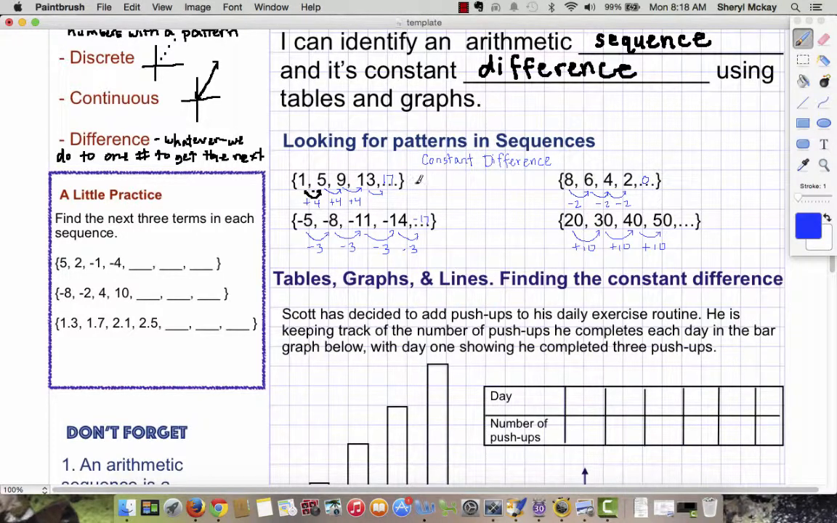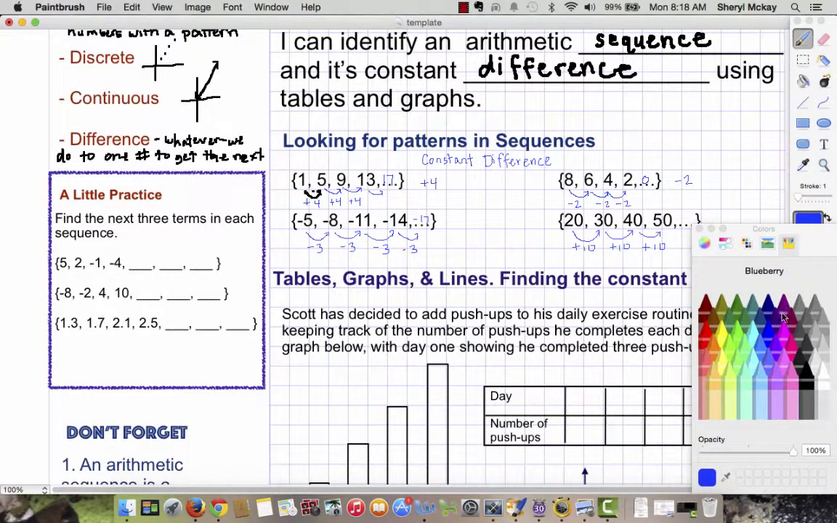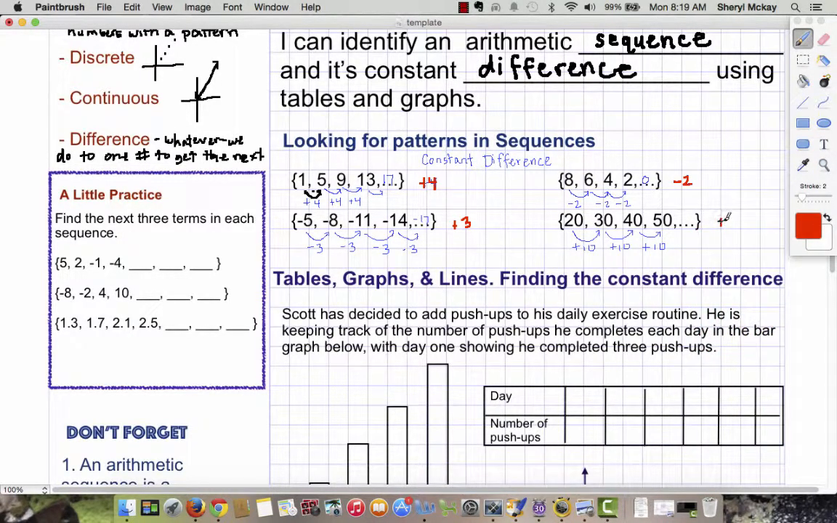So what was the constant difference in this first one? It was plus 4. And the constant difference in this one was -2. I'm going to make this a little bit bigger. Plus 4, minus 2. Here it was plus 3. And right here it was plus 10.